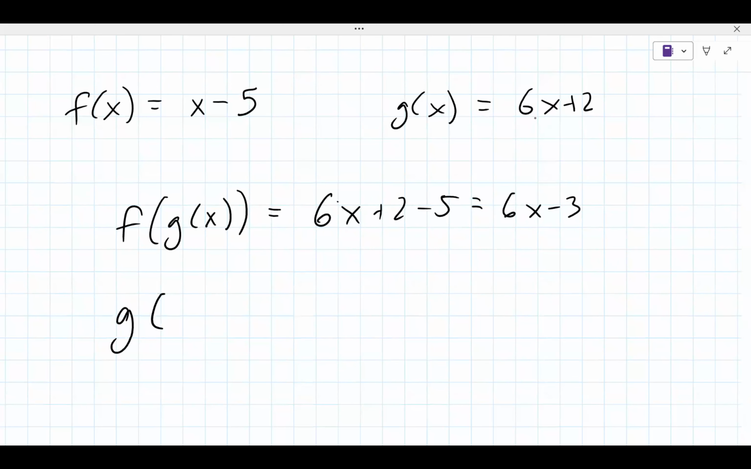Okay, now go the other way. g of f of x. That would be 6x minus 30 plus 12, 6x minus 18.